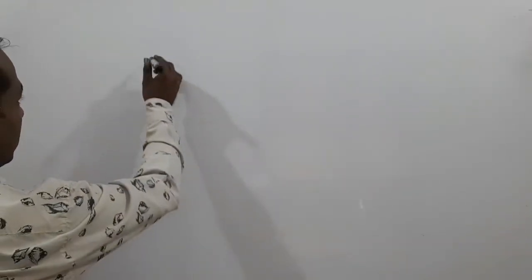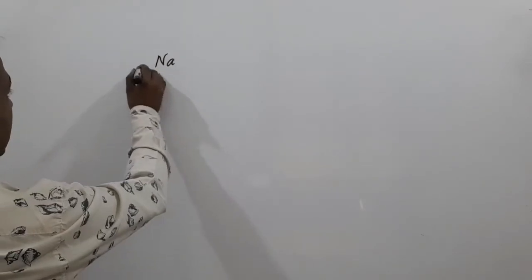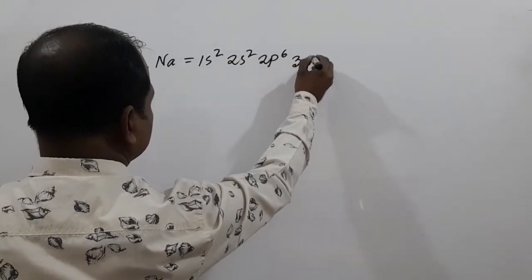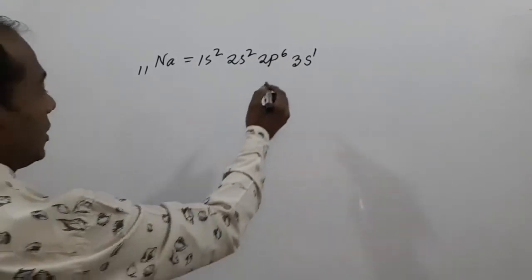Now, my dear students, we discuss the determination of group and period of an element in a periodic table. At first, we discuss the determination of period. We know that the maximum principal quantum number of an element represents its period in the periodic table. So, if we write the electronic configuration of sodium, Na 11, 1s2, 2s2, 2p6, 3s1. Here the maximum principal quantum number is 3.